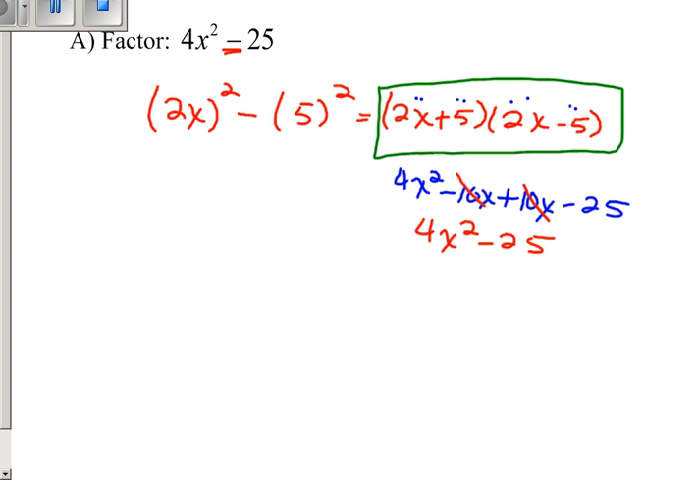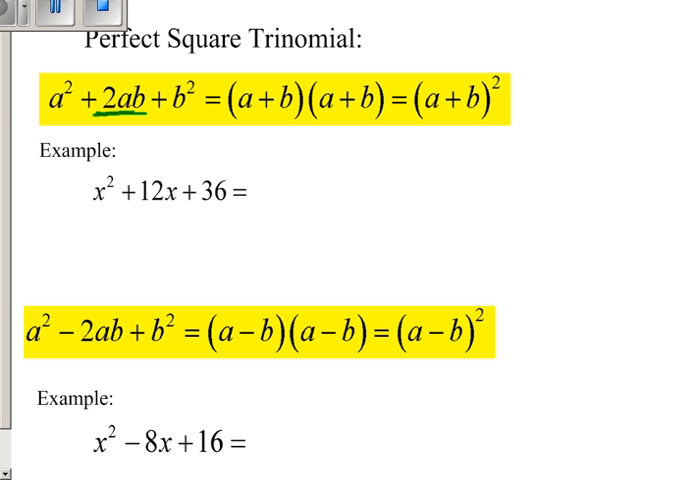Is that the only special pattern out there? Can I recognize other patterns? Yes. Our second special pattern is called a perfect square trinomial. If you didn't print off the notes, you can go ahead and write this down. It's a squared plus 2 times a times b plus b squared. This is what I would be looking at if I was given a problem and wanted to factor.